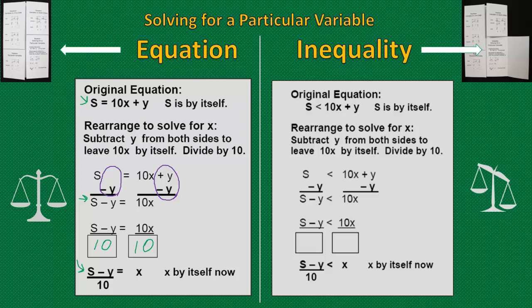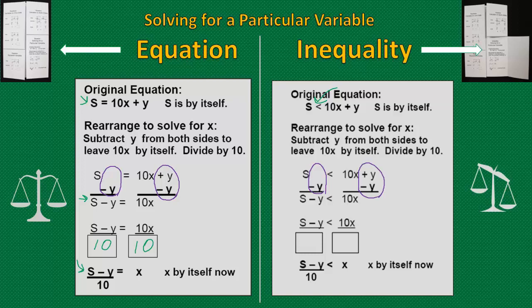We have the very same problem on the right side, except instead of having an equal sign, we have a less than sign. So we have s is less than 10x plus y. s is the variable that's by itself, but we are asked to rearrange to solve for x. So again, we will be subtracting y first of all, as we are working on getting x by itself. We always get rid of things that are added or subtracted first.